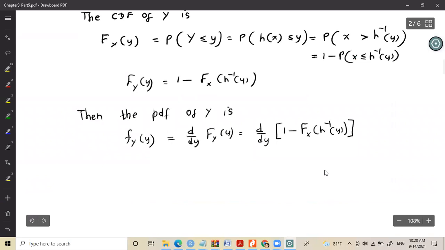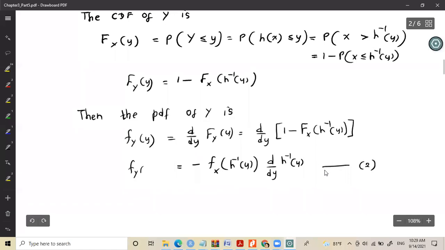The derivative of a constant 1 is 0. So you have nothing from the first part, and then you have this minus sign. And then the derivative of capital F_X will be simply f_X evaluated at h inverse y. Then you do the chain rule, the derivative of the inside function. So that will be d over dy of h inverse y. Okay. So this will be the second outcome.